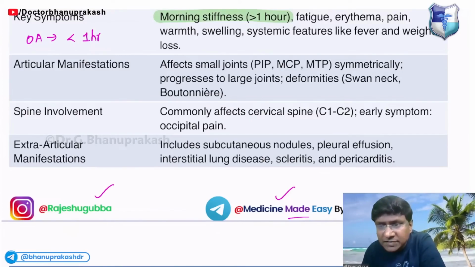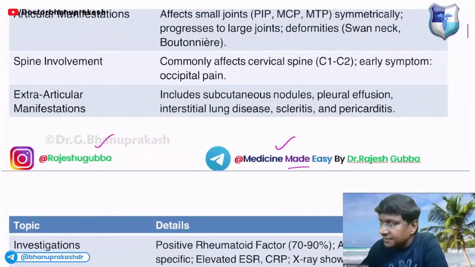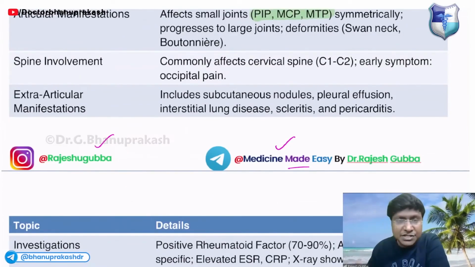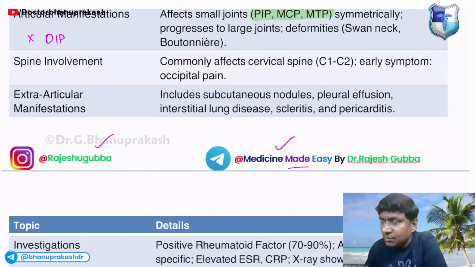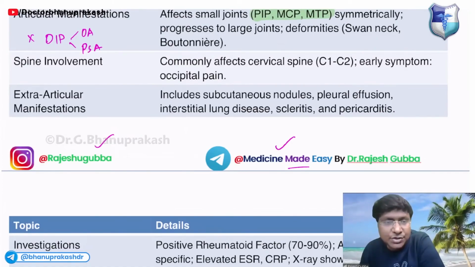Now, what are the other features apart from morning stiffness within the small joints? What are the joints which are affected? That is the PIP, MCP and MTP. What is the joint which is not affected? DIP is not affected. But in which conditions is the DIP involved? DIP is involved in osteoarthritis as well as psoriatic arthritis.